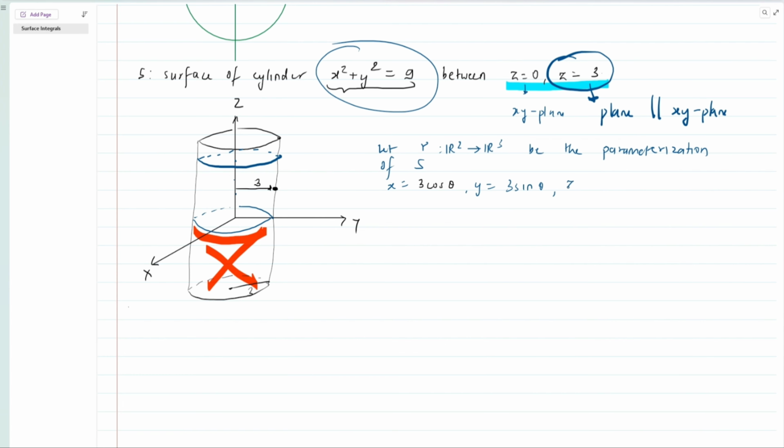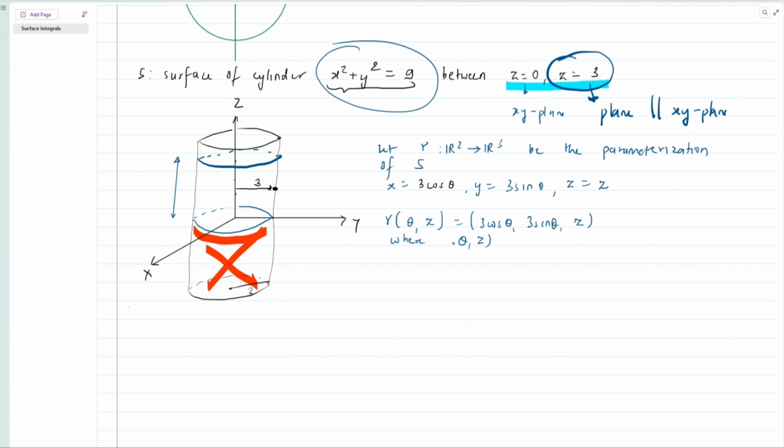And for z, now as you see that the z variable is not fixed, so if I move the points up and down, the z values are going to get changed. So we'll say that z is equal to z in this case. So in this case, the parameterization depends on two parameters. One is theta and the other one is z. So we'll have the x coordinate to be 3 cos theta, y to be 3 sin theta, while z remains z. And we got to give the domain as well.